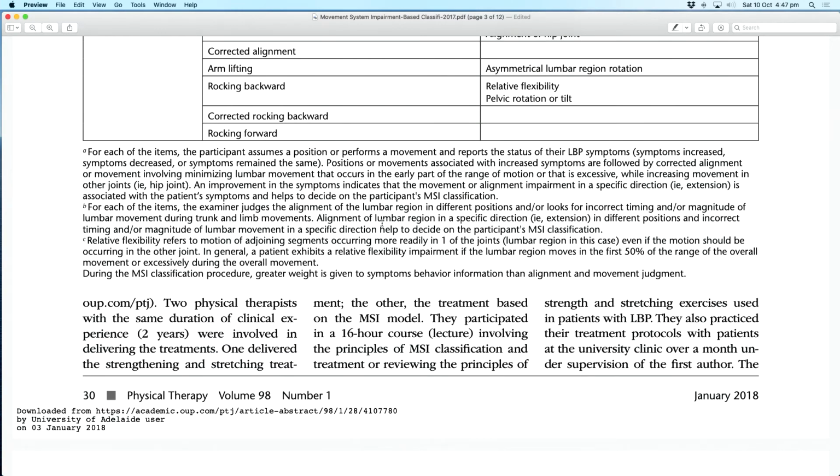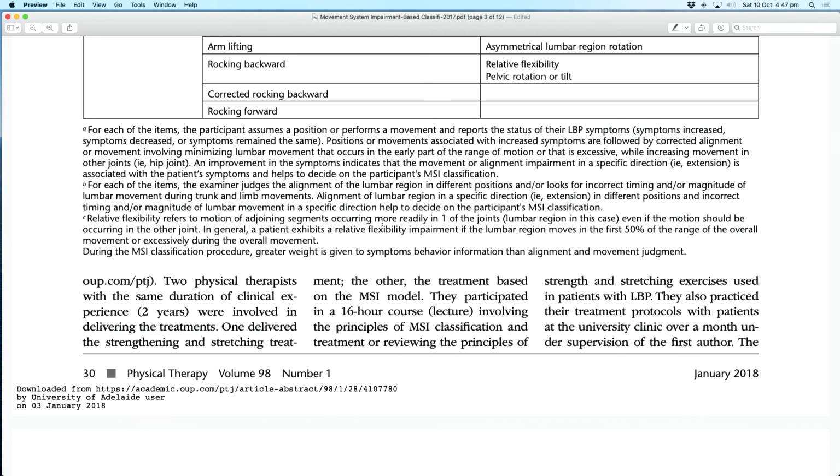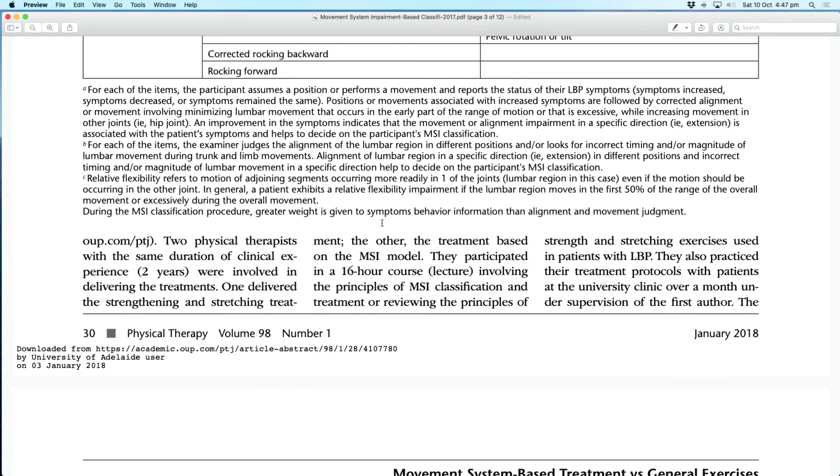For each of the items, the examiner judges the alignment of the lumbar region in different positions and/or looks for incorrect timing and/or magnitude of lumbar movement during trunk and limb movements. Alignment of the lumbar region in a specific direction in different positions and incorrect timing and/or magnitude of lumbar movement help to decide on the participant's movement system impairment classification.